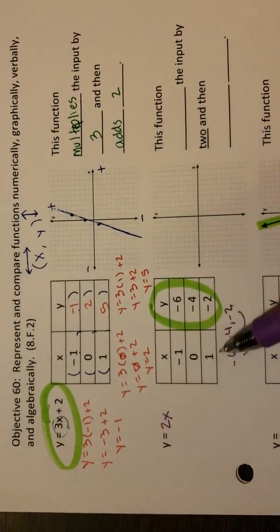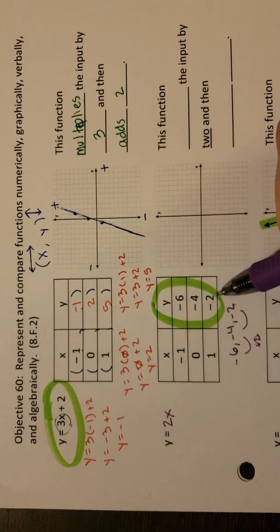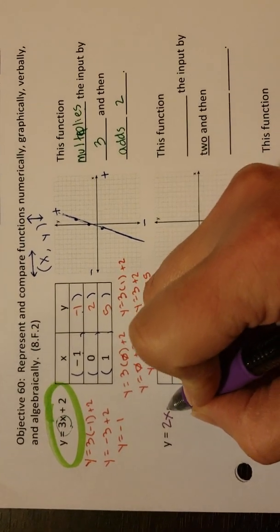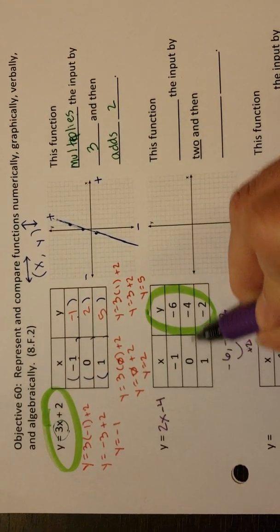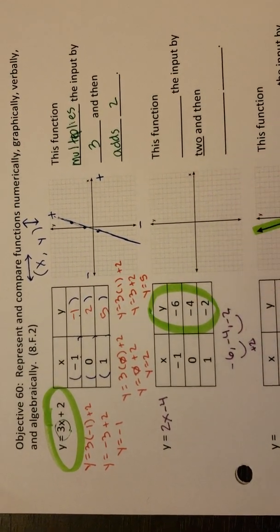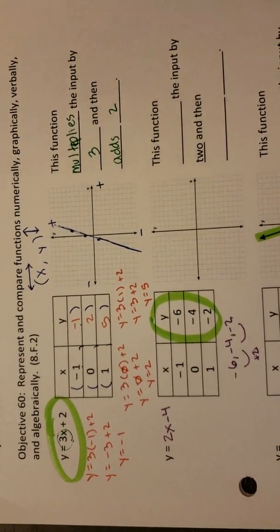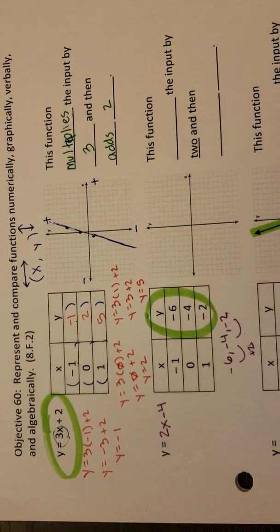And my first number is negative 2. What do I do to positive 2 to get to negative 2? I subtract 4. That makes sense. I have a 0 and a negative 4. My starting spot is negative 4. Great, so that's the equation. And you can test that out on several of your points to make sure that's correct.